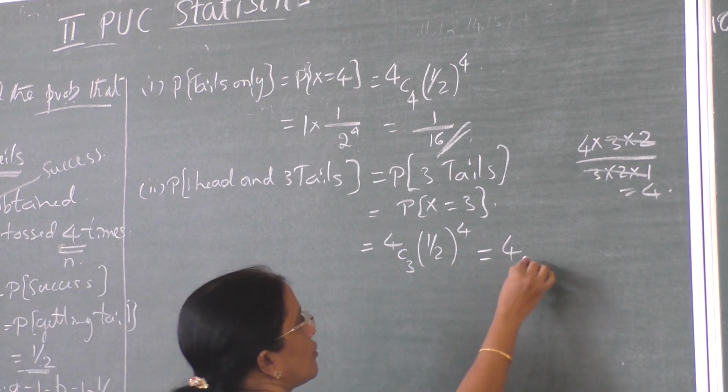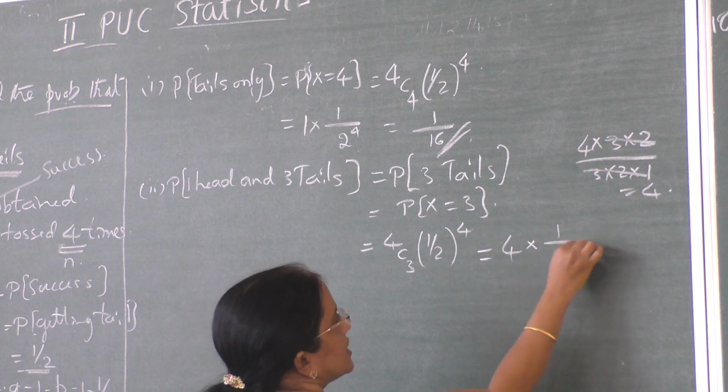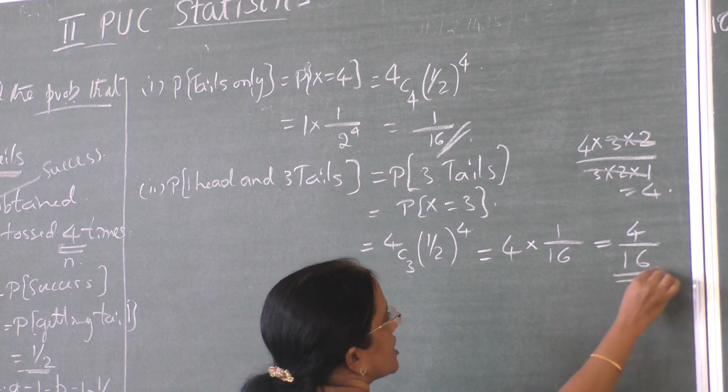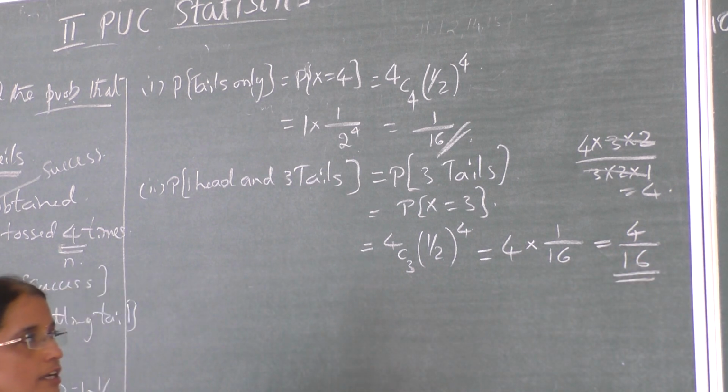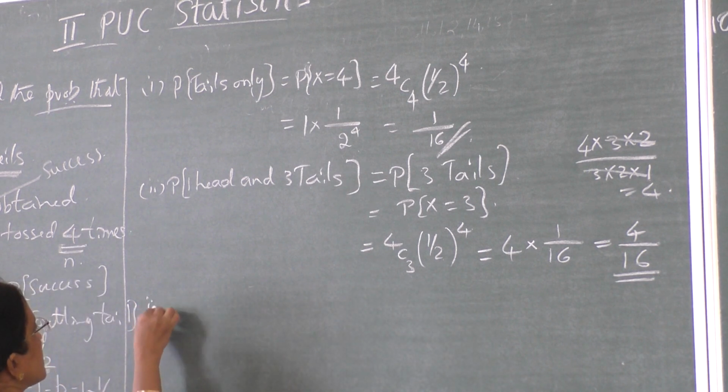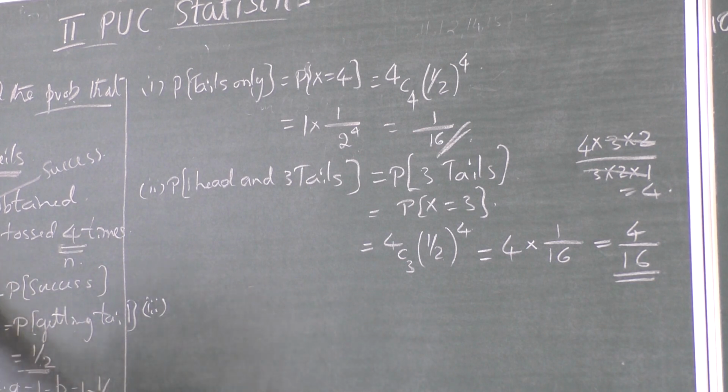Okay, now this is 4 into (1/2) power 4, that is 1 by 16, which is equal to 4 by 16, the answer. You can simplify also, it becomes 1 by 4. Next is the third question: the probability of getting less than 2 tails.